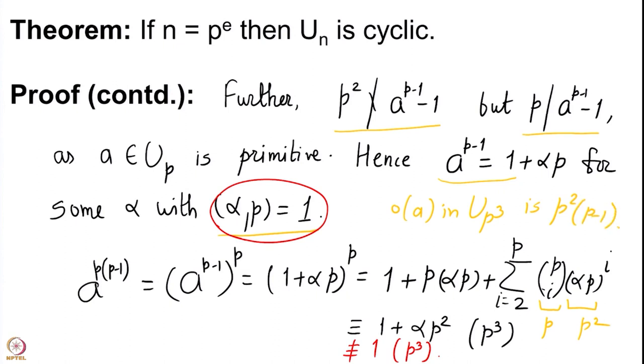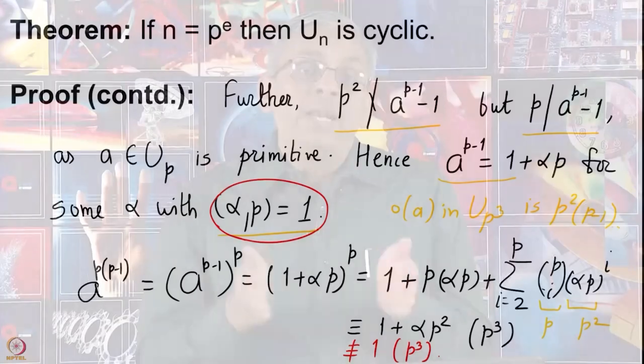So, we are proving that U n, where n is a power of an odd prime, is cyclic, and what we have done is another baby step. Remember, in this proof of U n being cyclic where n is a power of an odd prime, we did the p square case first and now we have done the p cube case. In the beginning of the next lecture, we are going to look at all the higher powers and use induction to show that such a U n is cyclic. So, I hope to see you in my next lecture. Thank you.